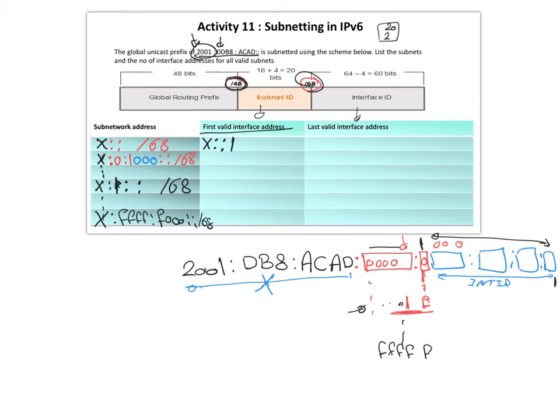Okay? What is the last one? The last one is when you put X and then colon, zero, and then one, zero, zero, zero. No. This is the last one in this subnetwork. The last one is when you put the interface ID all Fs. All Fs is a valid interface ID. 0? 7? Where do you get 7 from? Why 7?